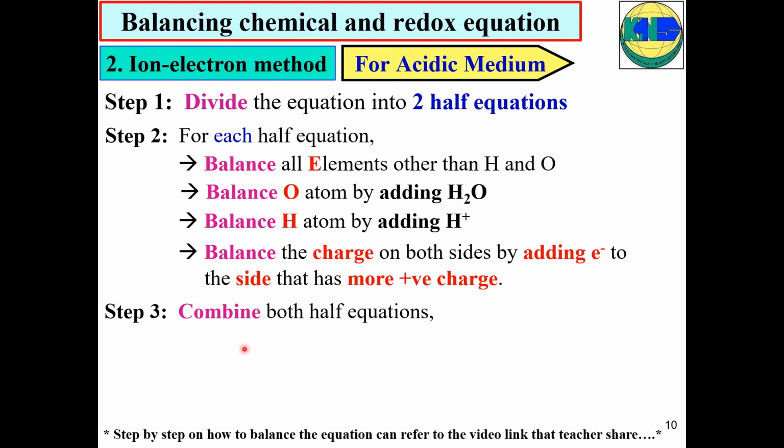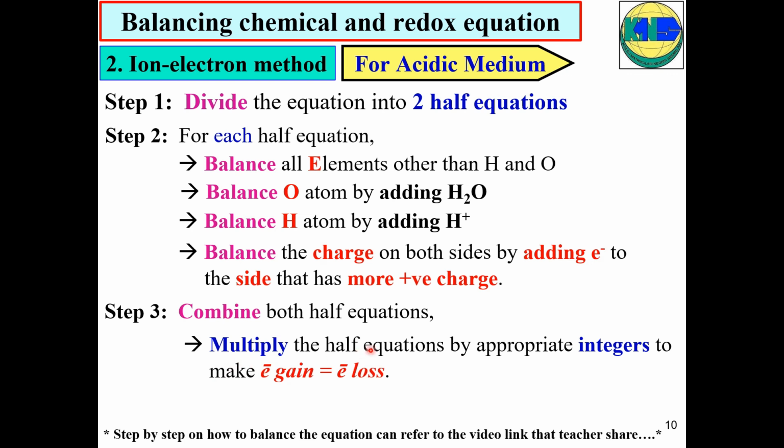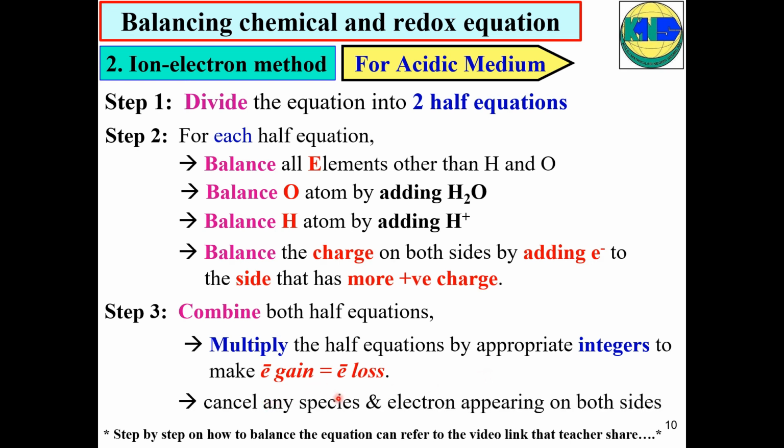Then look at step 3. Combine both half equations. Multiply the half equations by appropriate integers to make electron gain equal to electron loss. Cancel any species and electrons appearing on both sides.